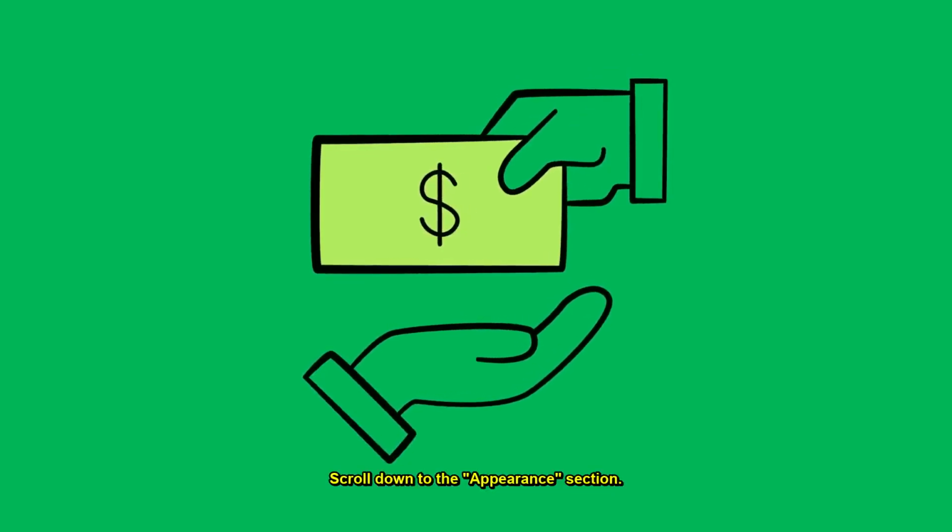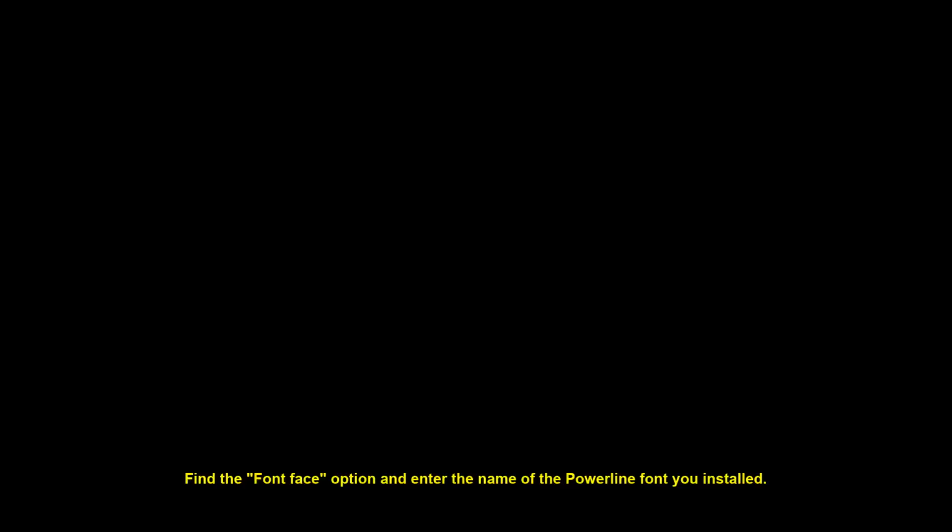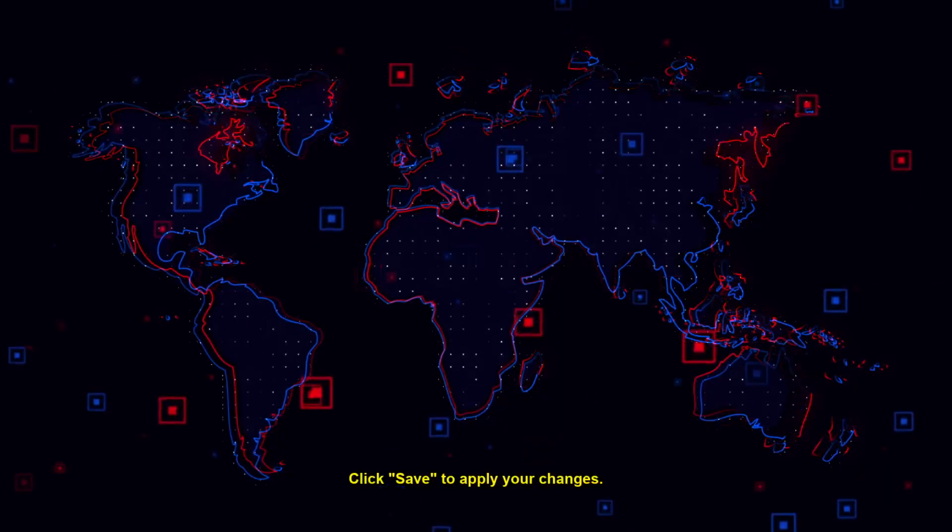Scroll down to the Appearance section. Find the Font Face option and enter the name of the Powerline font you installed. Click Save to apply your changes. Close the Settings window and restart Windows Terminal. Your Powerline fonts should now be visible in the terminal.